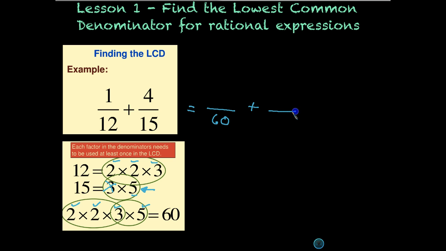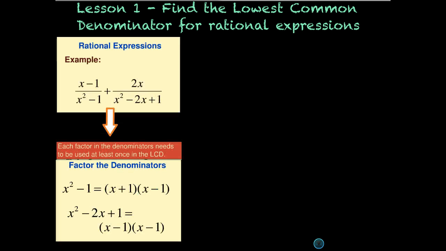And then we could adjust our numerators and we could add these fractions together. For this lesson, we are only finding the lowest common denominator, so we're not going to worry about our numerators at this time. Okay, let's look at some rational expressions.